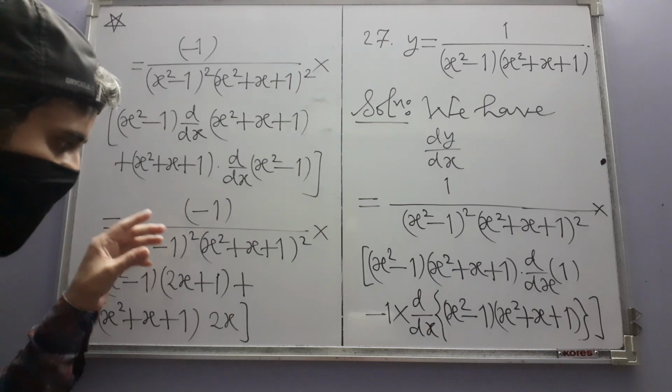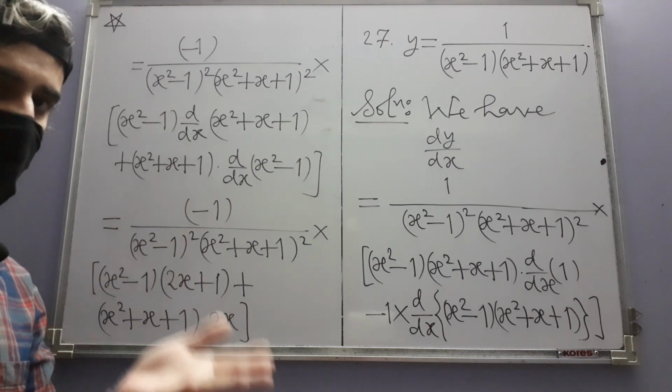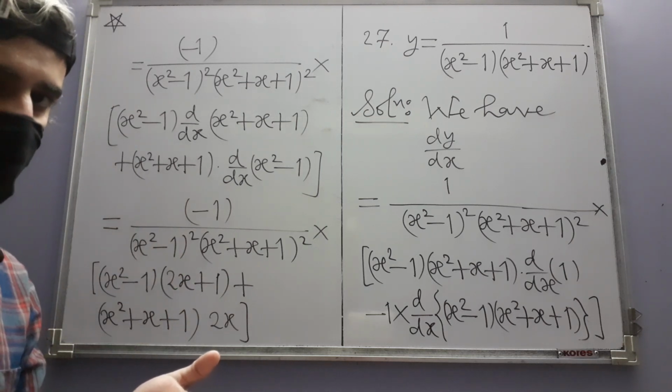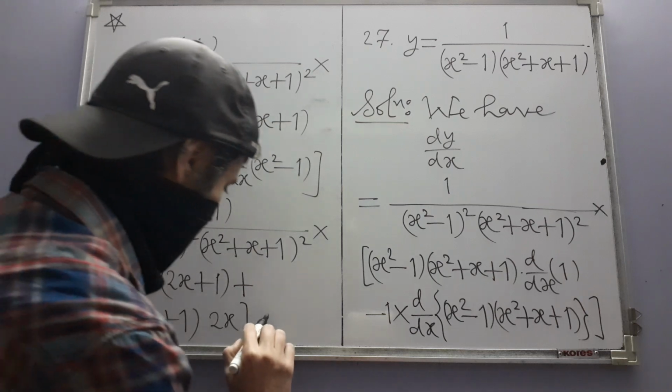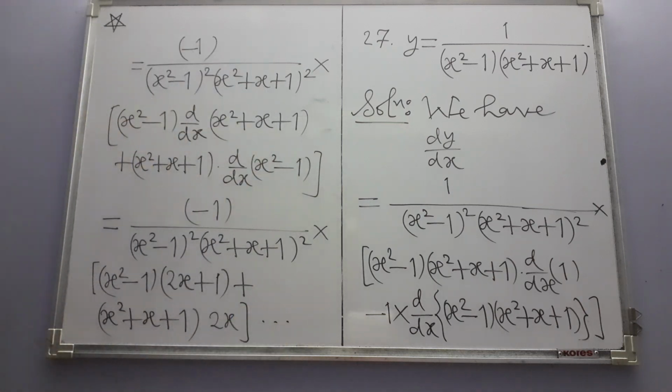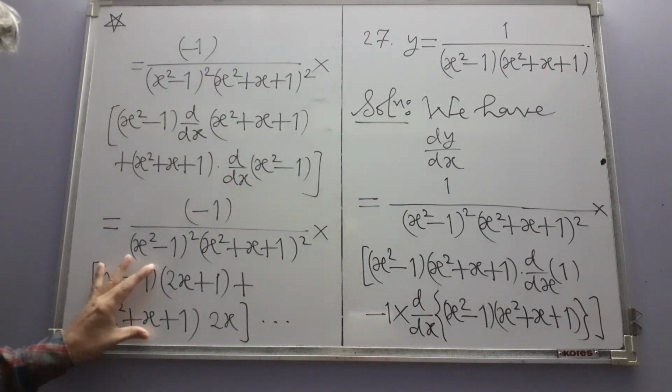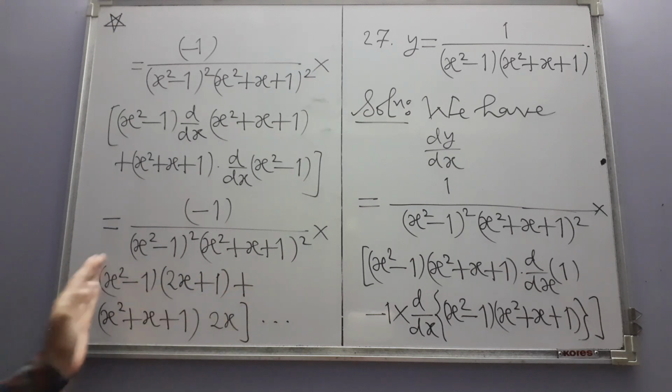So I am keeping it like this. I leave the rest to you. You do the simplification and see if anything can be simplified. But at least you do the multiplication and do the simplification in the numerator.